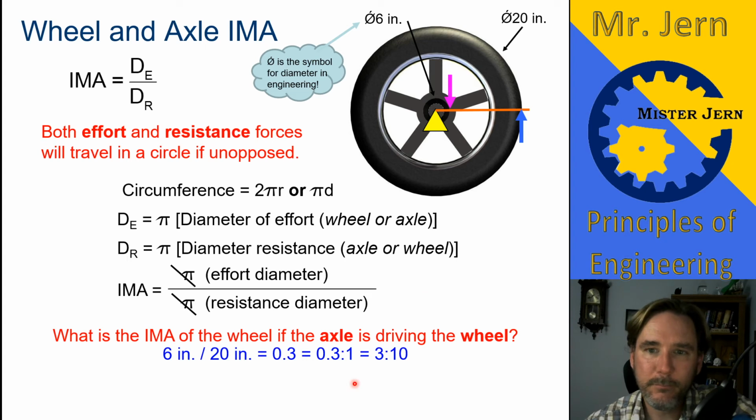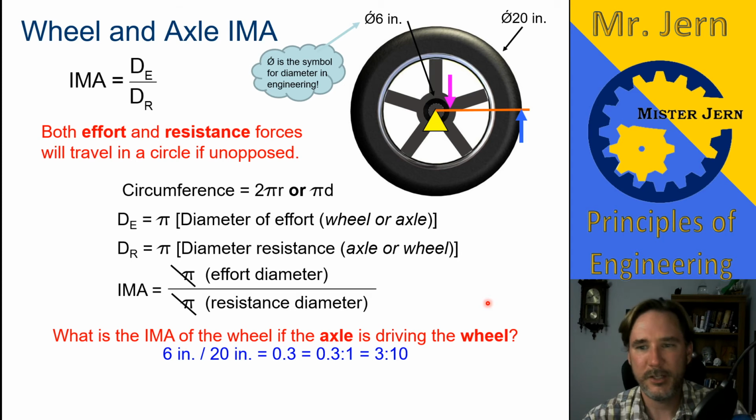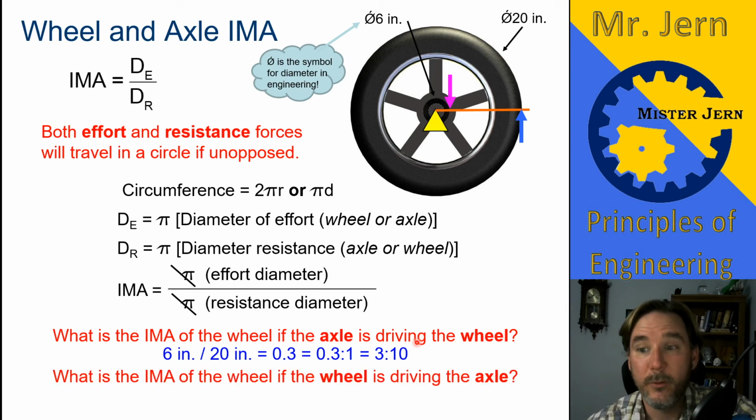Well, the effort diameter is the axle, so you take that, 6 inches divided by 20 inches, inches cancel out, and we're left with 0.3, which is a 0.3 to 1 ratio. Kind of ugly, so we multiply everything by 10, and we get a 3 to 10 ratio. That's the IMA. Okay, what if the wheel is driving the axle? Well, you just take the inverse of that.